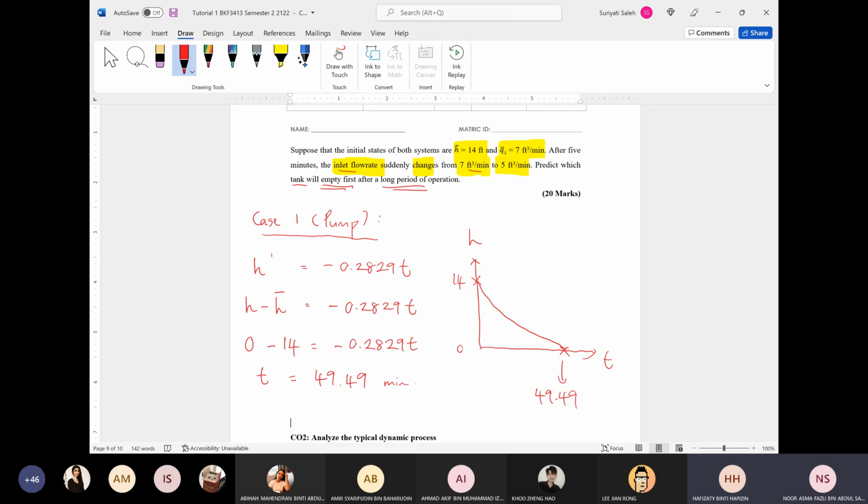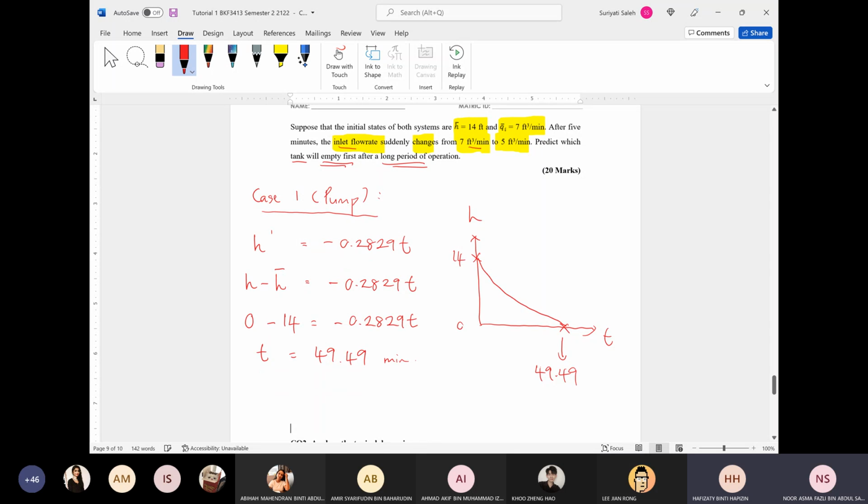If we take a look at the question, it asks you to predict which tank will become empty first. So you need to compare the tank with the valve and the tank with the pump. Now we already complete case 1 with the pump. Before we go to case 2 with the valve, any question? No question, doctor.